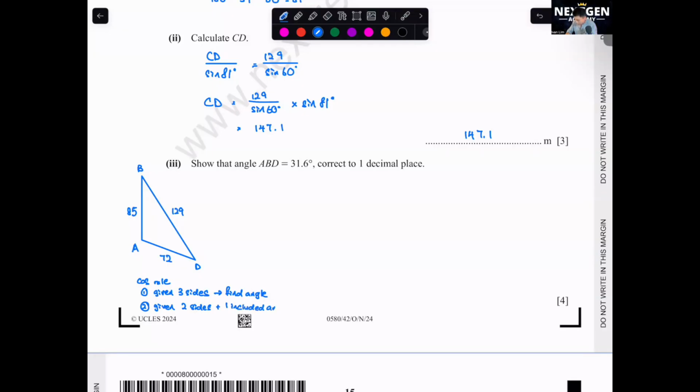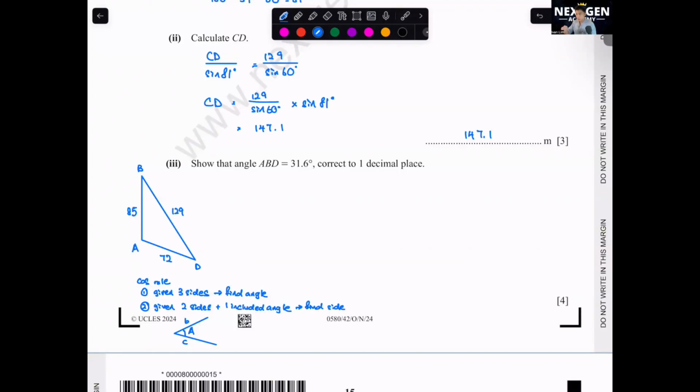Included angle means like this. This is the angle here. So you got these 2 sides, normally we call it B and C, then this is the included angle. Then we want to find the missing side. You have to remember these 2 criteria.